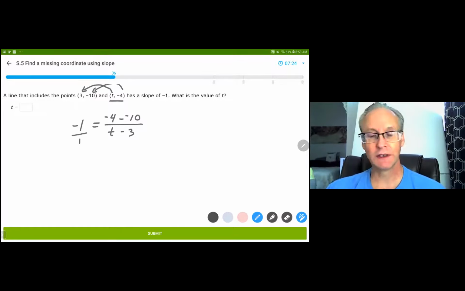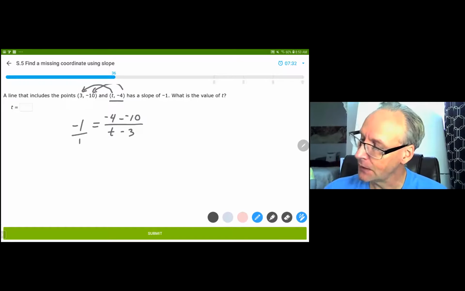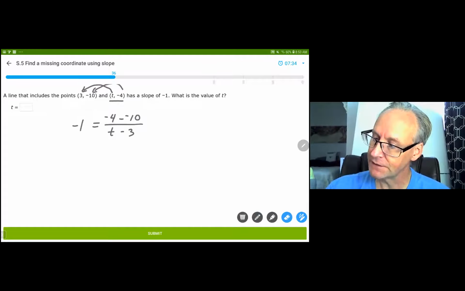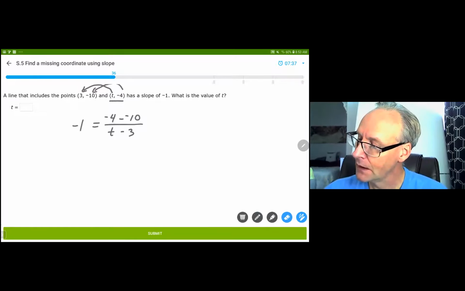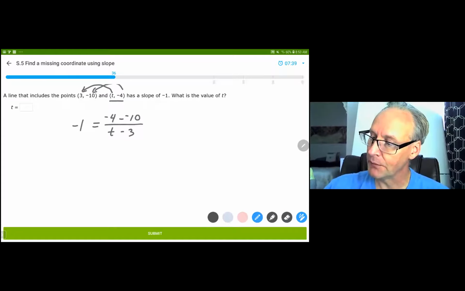I could, if I wanted to, multiply by t minus 3 inside parentheses, or cross multiply, whichever makes more sense to you. You know what I think I'll do this time? I'm going to go ahead and leave this as just a number like that. I'm going to go ahead and multiply both sides by t minus 3, just to show you what happens. Now, I am going to do some simplifying in a bit.